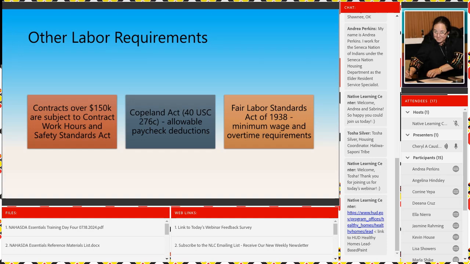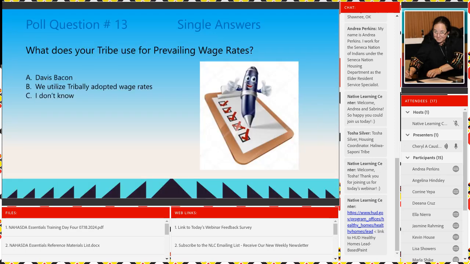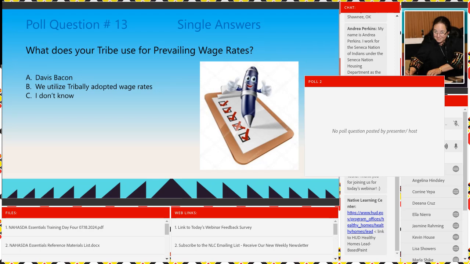The Fair Labor Standards Act of 1938 covers minimum wage and overtime, that they get overtime when they hit that 40-hour mark. So what does your tribe use for a prevailing wage rate? Davis-Bacon, we utilize tribally adopted wage rates, or I don't know.